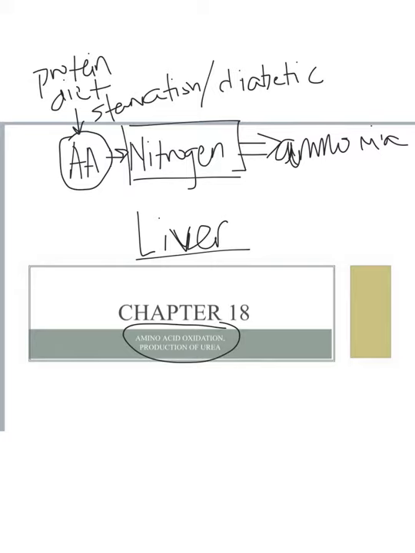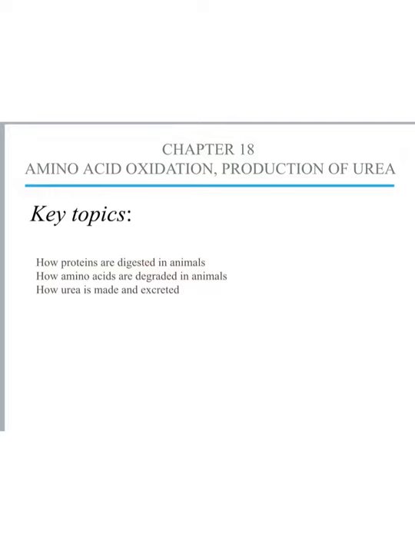So here are our key topics for this chapter. We'll talk about how proteins are digested in animals, how the amino acids are degraded, and then how urea is made and excreted. So this is the urea cycle that we'll talk about towards the end of this chapter. The first bit of this chapter will be more about how we process those amino acids, how we break down those proteins, and how we process those amino acids.